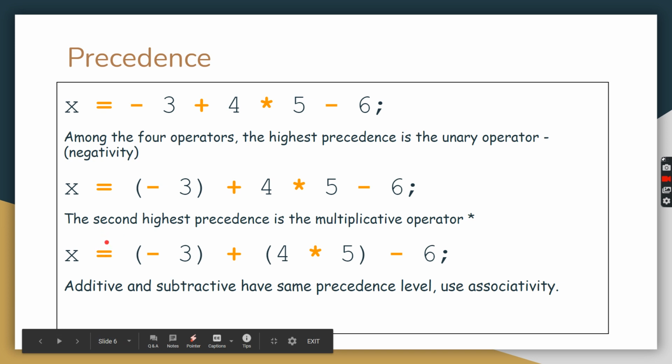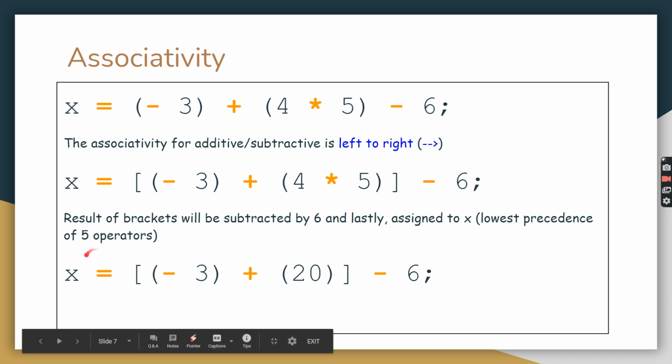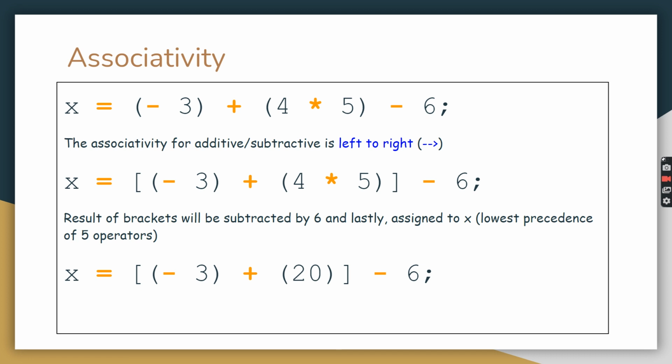So if we start from the equal sign and go from left to right, as defined here in this little highlighted blue, we encounter the plus sign first, followed by the minus sign. Therefore, we add the two operands of this minus 3 plus the result of this multiplication, enclosed in brackets. And lastly, the result of this will be subtracted by 6 and then assigned to x, because once again, the equal sign is the assignment operator, which has the least precedence of these other 3 operators.